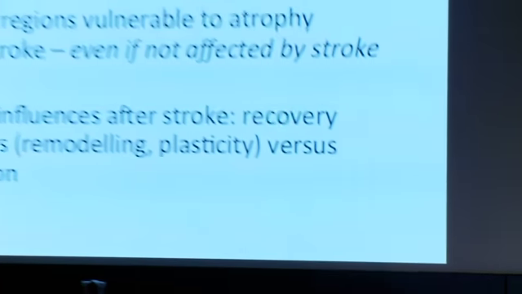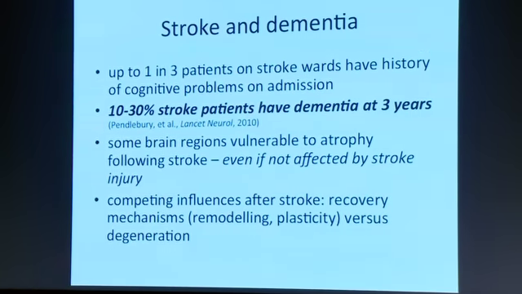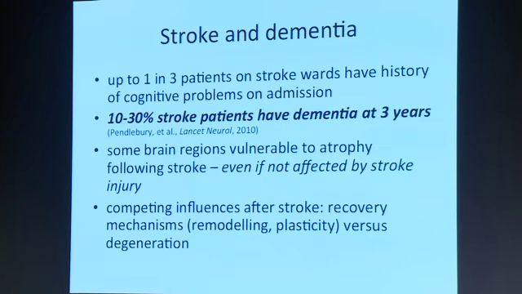So it obviously raises the question whether strokes cause dementia, and this is something that we're very interested in. In fact, my group in Melbourne has a research project on this. When we looked at the literature, we found that up to 1 in 3 people, when they arrive on the stroke wards, can have a history of some cognitive problems. Now that's not necessarily dementia, they might just have some cognitive problems. They might have had a previous stroke, or they might have just had problems with their memory, which hasn't necessarily been investigated. But we know that between 10 and 30% of people, depending on the study, actually have a dementia syndrome at 3 years.